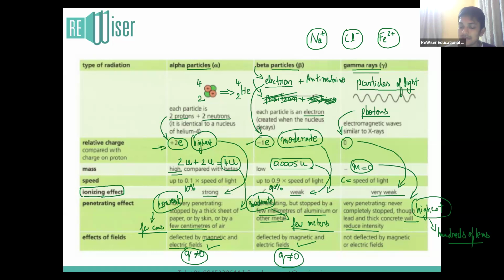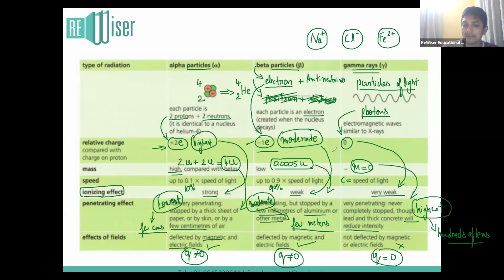Because of this charge to mass ratio, beta, even though it has a lower charge and a much lower mass, will get deflected more than alpha in a magnetic field. In an electric field, they'll both get deflected in opposite directions. Next, gamma particles have no charge. That is, the amount of charge they contain is equal to 0, which means they will not get deflected by either a magnetic or an electric field.